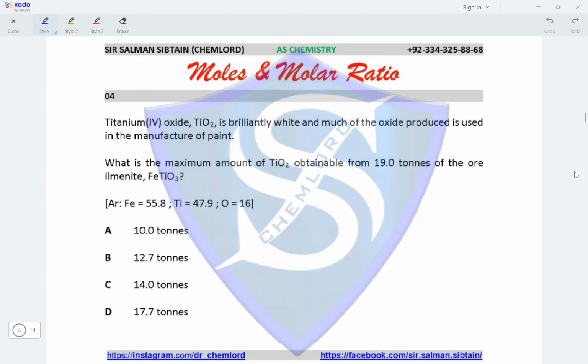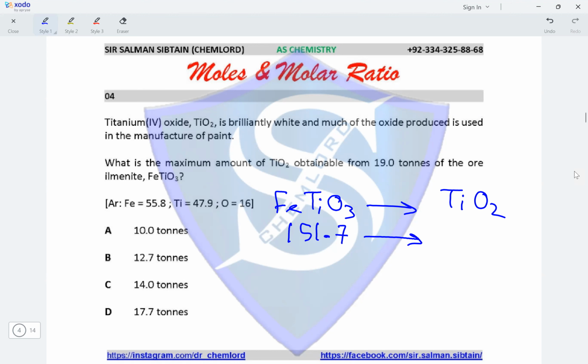Question 4. Titanium(IV) oxide, TiO2, is brilliantly white and much of the oxide produced is used in the manufacture of paint. What is the maximum amount of TiO2 obtainable from 19.0 tons of the ore ilmenite, FeTiO3? So we have the ore FeTiO3 producing TiO2. The first thing we need to do is find out the MR of these two compounds. The MR of FeTiO3 using the ARs given comes to 151.7, and this produces TiO2, the MR of which comes to 79.9.